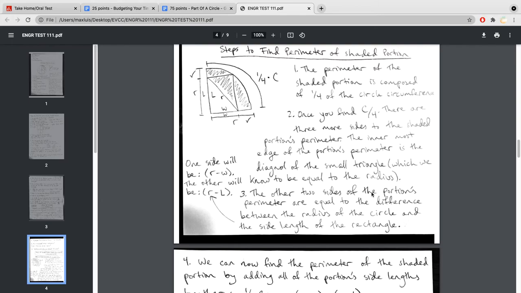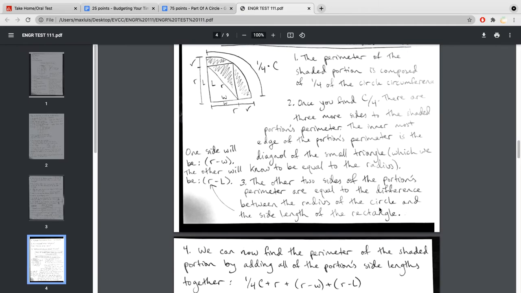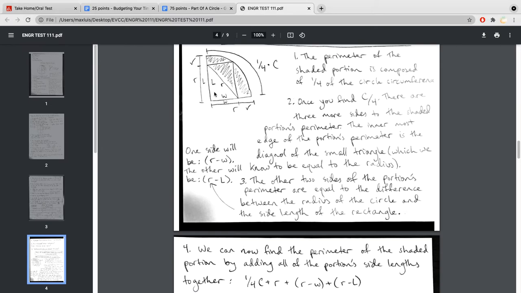And the other 2 sides of the portion's perimeter are equal to the difference between the radius of the circle and the side length of the rectangle. So for example, if we want to find this right here, we know that from here to here is a radius, centered to the perimeter of the circle. And from the center to right here is the width of the small rectangle. So if we subtract this width from the radius, we will get this part left over, which is another side of our shaded portion.